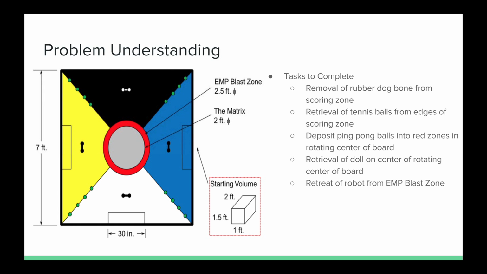So as you all know from the problem understanding and all the papers and presentations we've had, we have a 7x7 board and we have a certain starting volume that we need to meet. And we have to complete tasks on this board. And I'm going to go a little bit more in depth when I go into our house of quality.